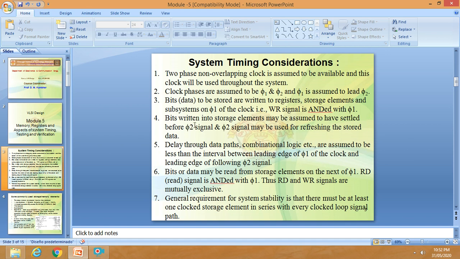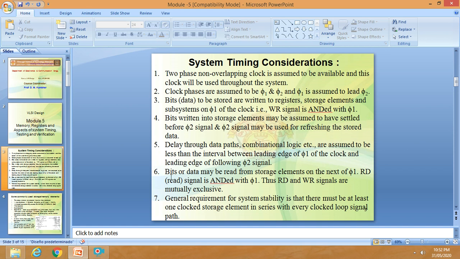Delay through the data path, combinational logic, etc. are assumed to be less than the interval between the leading edge of phi 1 of the clock and the leading edge of the following phi 2 signal. That is, the delay through the data paths, combinational logic, etc. is assumed to be less than the interval between the phi 1 and phi 2 clock signals.